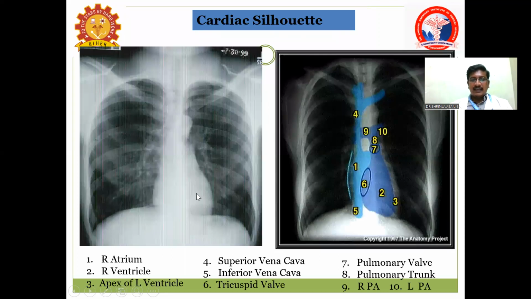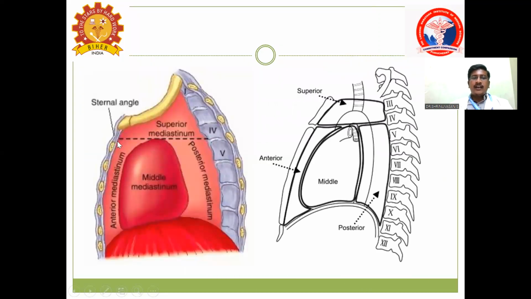So if you see this diagram, when you draw an imaginary line between the sternal angle and the inferior margin of the fourth vertebra, you can divide the mediastinum, that means the space between the pleural spaces, into superior mediastinum and inferior mediastinum. The inferior mediastinum is further divided based on the heart: whichever is anterior to the heart is called the anterior mediastinum, whichever contains the heart is called the middle mediastinum, and whichever is posterior to the heart is called the posterior mediastinum.